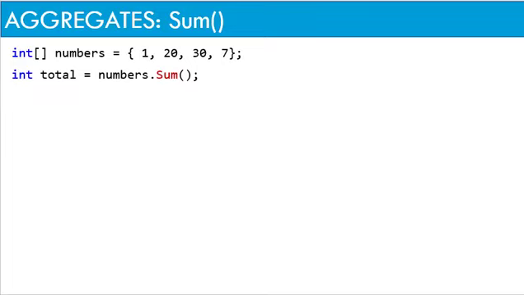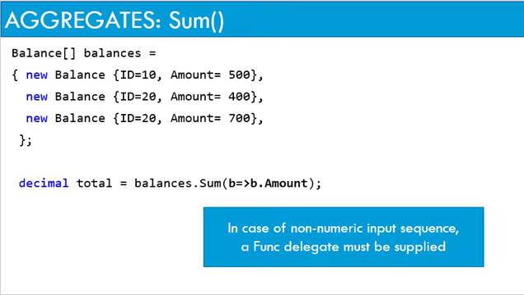The sum query operator adds all the numbers together from the input sequence. Here in this case, the sum operator is applied on a numbers array, and it calculates the sum. You can also pass a delegate to the sum operator. This is required when the input sequence is non-numeric. Here in this example, the input sequence is an array of balance objects, and lambda expression is used to specify the amount property on which sum is calculated.